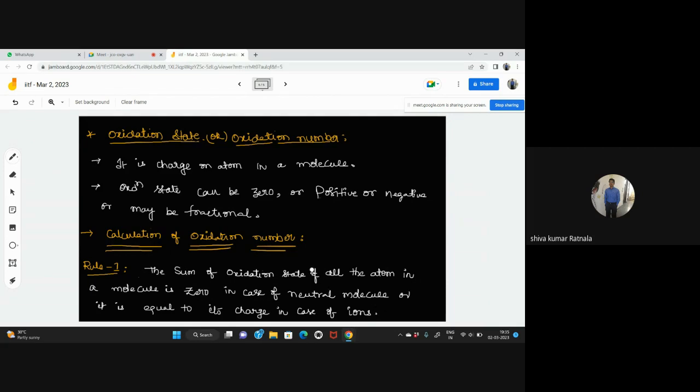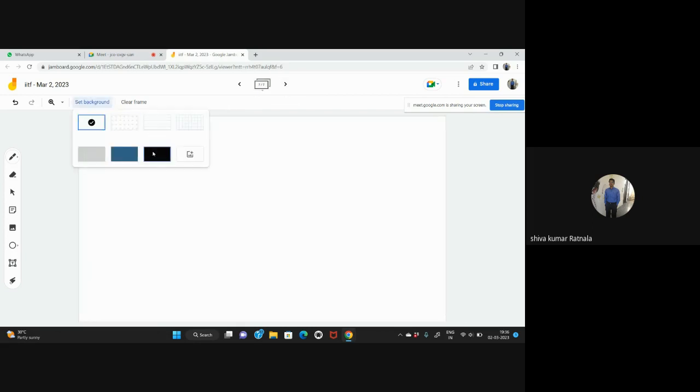Anyone understood what I have written here? That means while calculating oxidation state, the sum of all the atoms is 0, or it will be equal to its charge in case of ions. Let me take an example, KMnO4. Here, how many atoms are there? Potassium, manganese, and oxygen. And is it a neutral molecule or an ion? Neutral molecule. Very good.